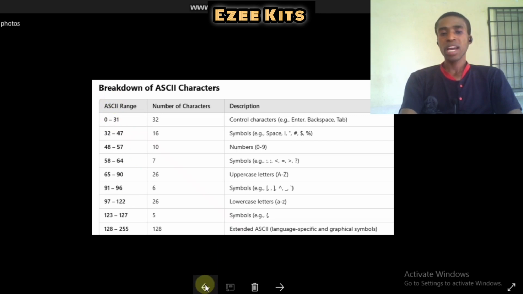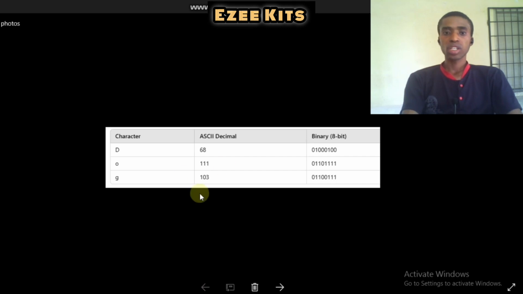So if you subtract 1 from 104, we get the ASCII decimal. To convert it to binary, which is 8 bits, I'm going to make use of this word, DOG. So it's D, O, G, which stands for dog.